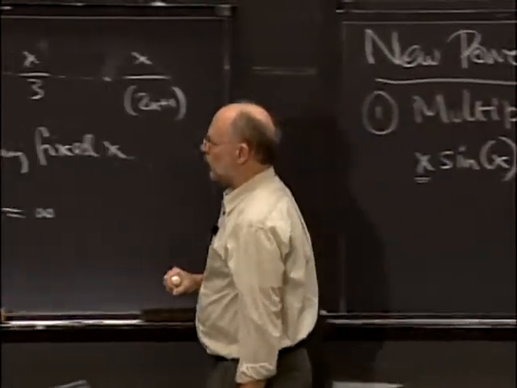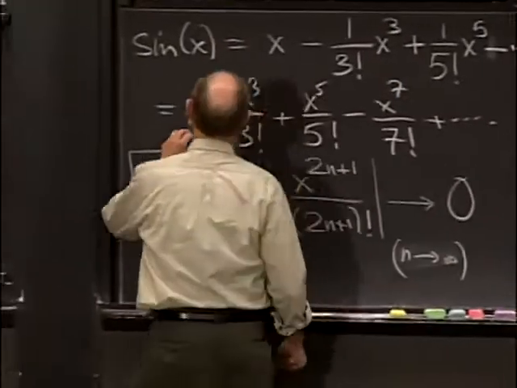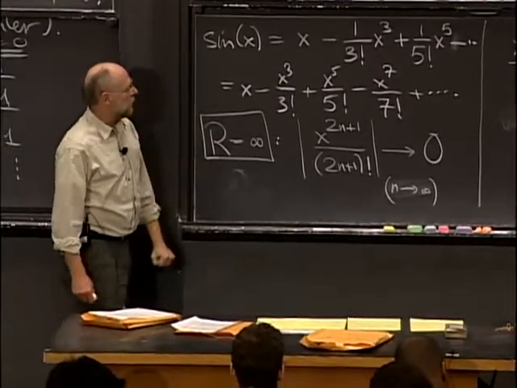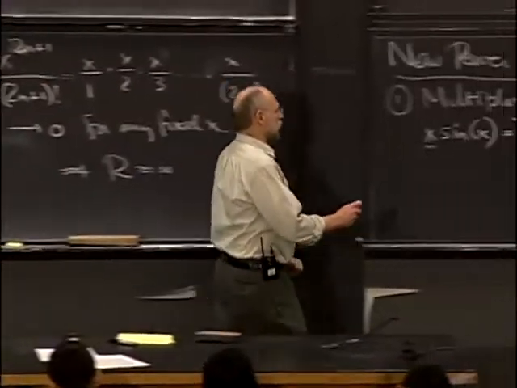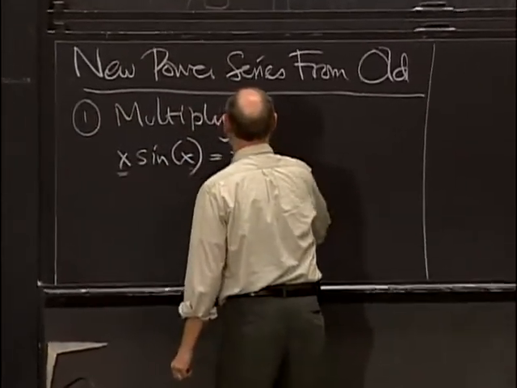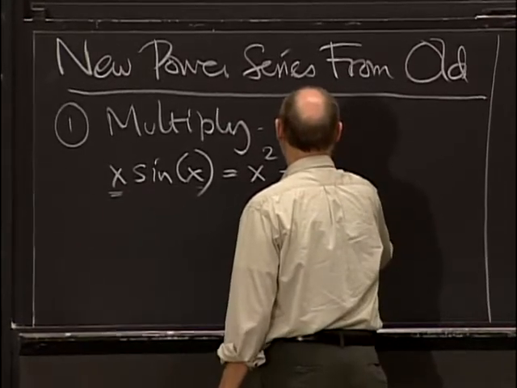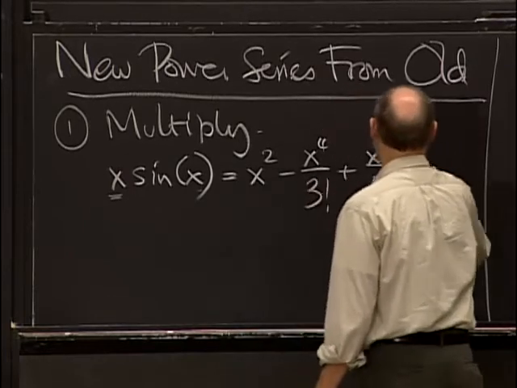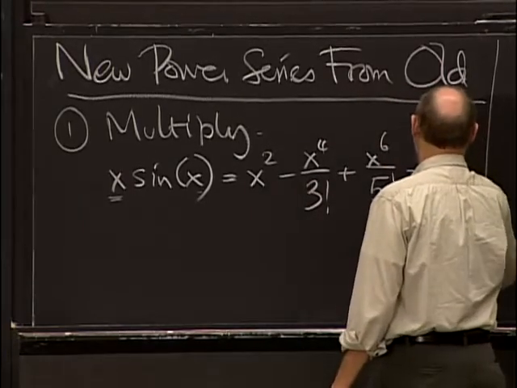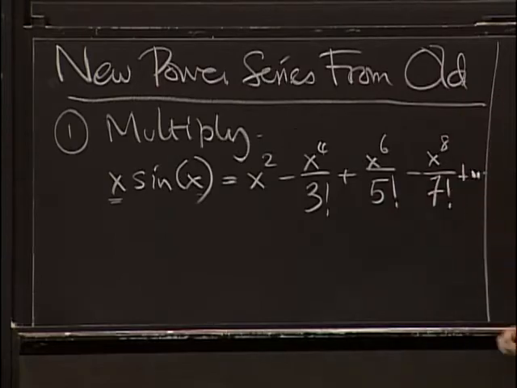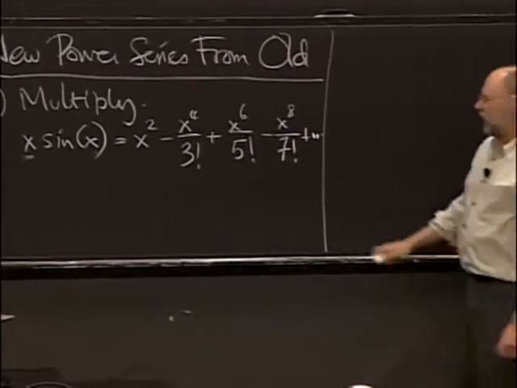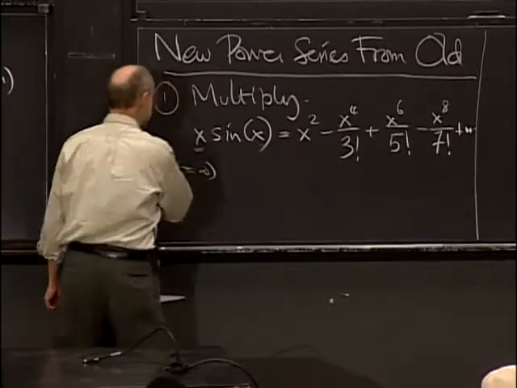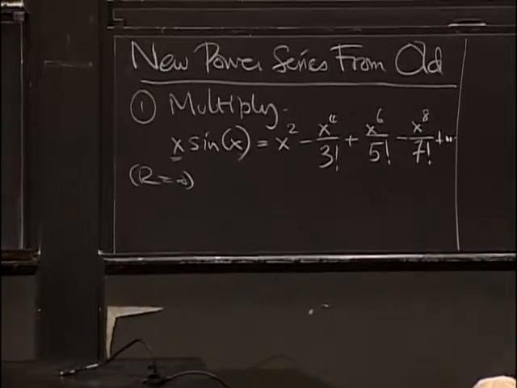We'll see other operations too. So to compute the power series for x times the sine of x, I just take this one and multiply it by x. So let's see if I can do that right. It distributes through: x squared minus x to the 4th over 3 factorial plus x to the 6th over 5 factorial, and so on. And again, the radius of convergence is going to be the smaller of the two radii of convergence here. So it's r equals infinity in this case.